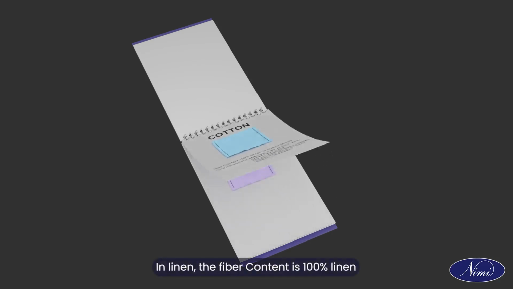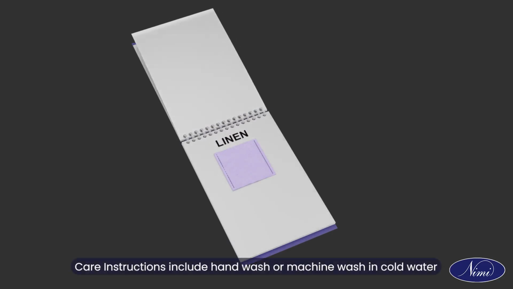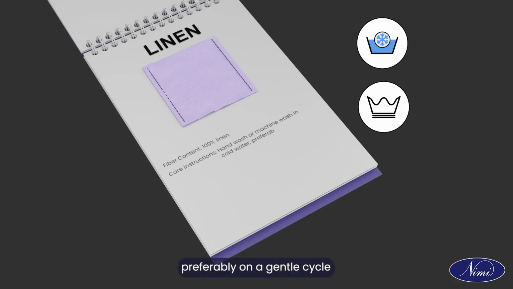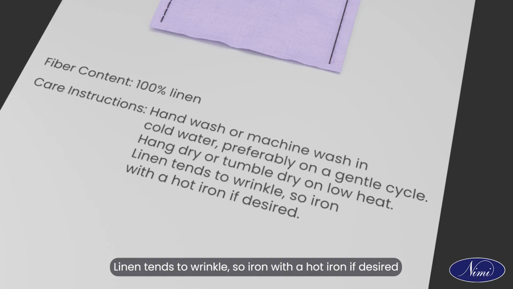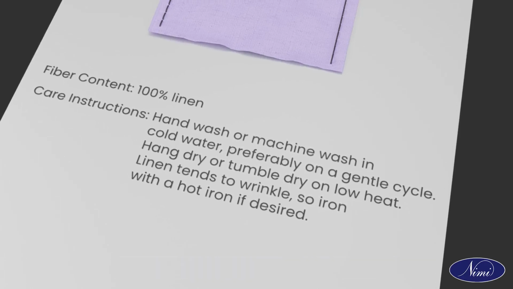In linen, the fiber content is 100% linen. Care instructions include hand wash or machine wash in cold water, preferably on a gentle cycle. Hang dry or tumble dry on low heat. Linen tends to wrinkle, so iron with a hot iron if desired.